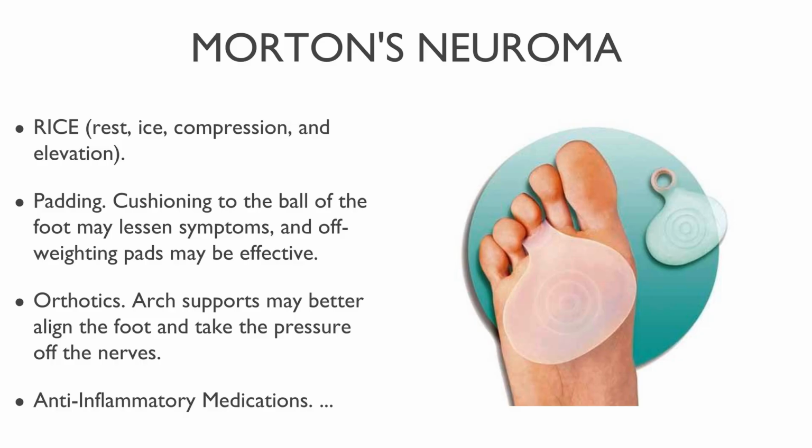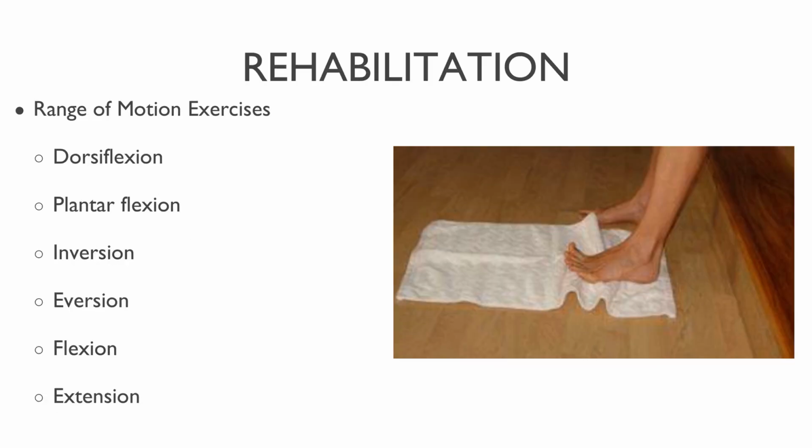Now let's talk about rehabilitation for these foot and ankle injuries. The first step is to focus on range of motion exercises. These include dorsiflexion, plantar flexion, inversion, eversion, flexion, and extension. The goal here is to gently restore movement in all directions, and a simple exercise like using a towel to scrunch with your toes, as shown in the image, can help activate and stretch the small muscles in the foot. These exercises are important early on to prevent stiffness and maintain mobility as healing progresses.